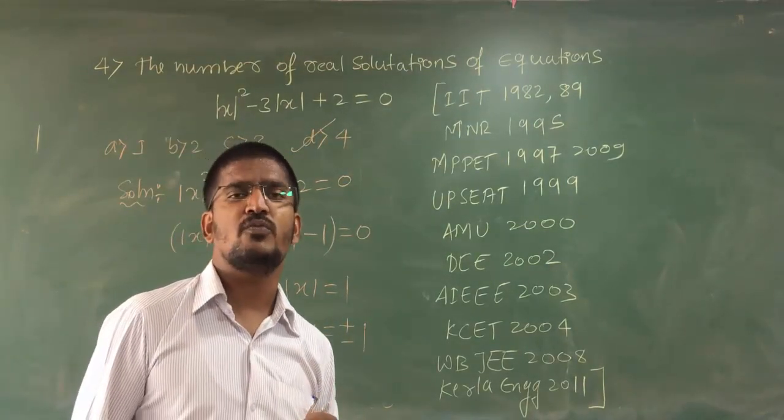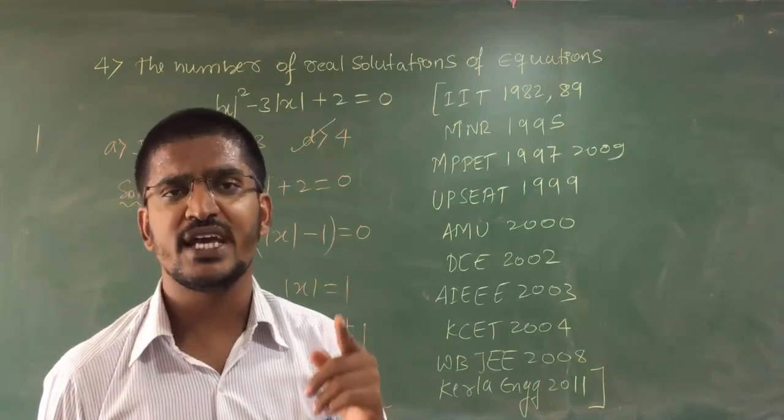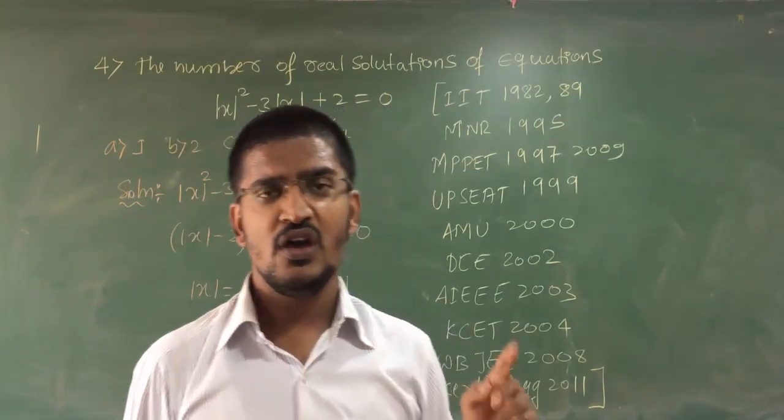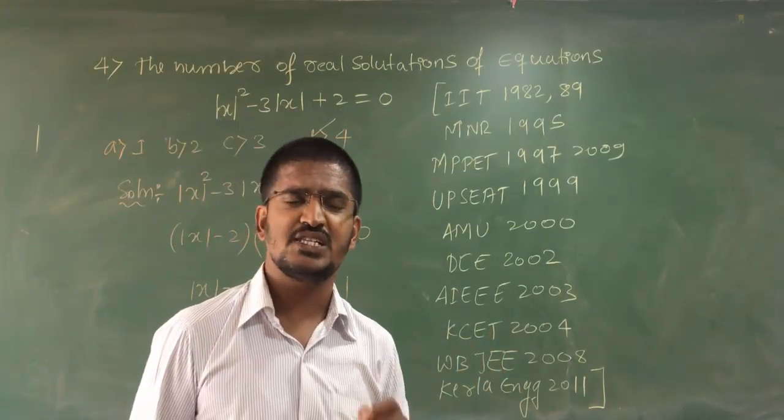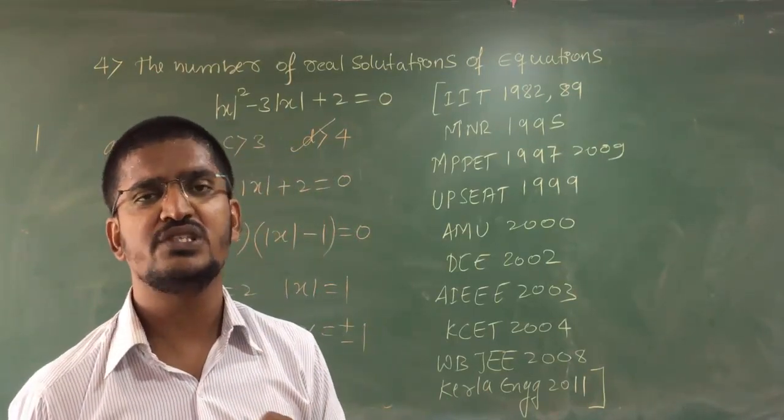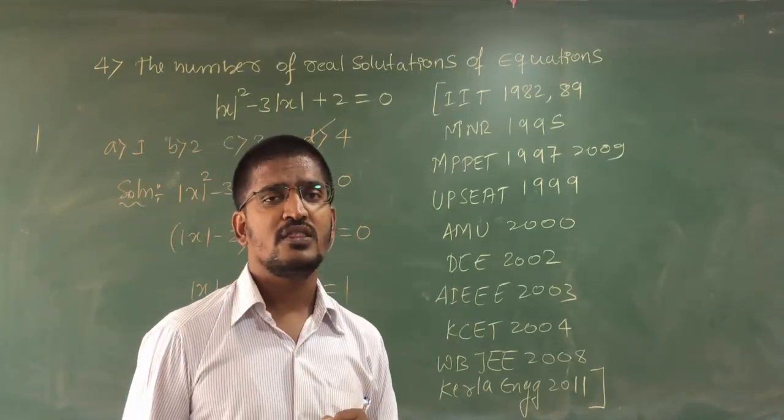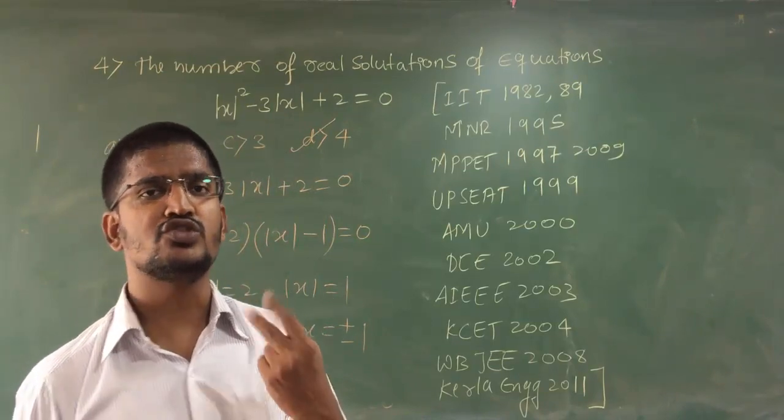What is the definition of mod? f(x) equal to x whenever x is greater than 0. f(x) equal to minus x whenever x is lesser than 0. This is the definition of mod. That means mod has 2 choices.